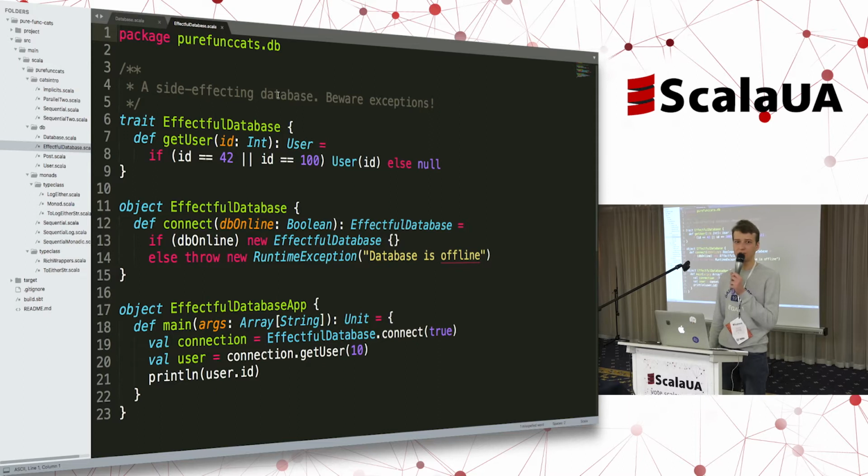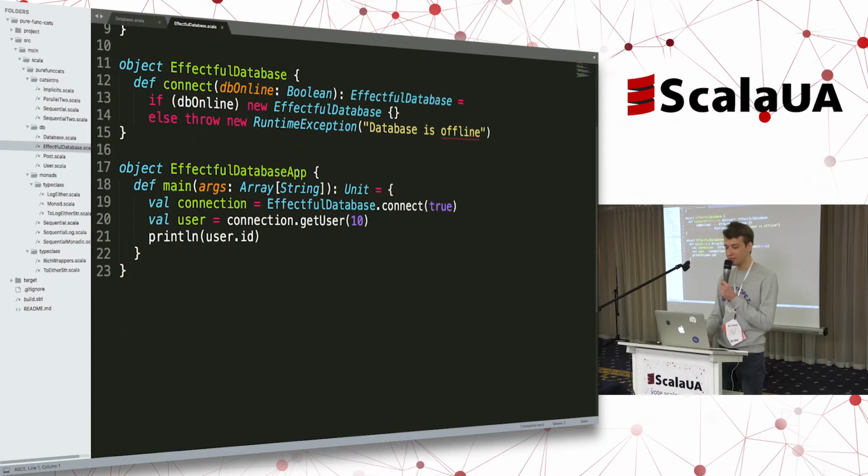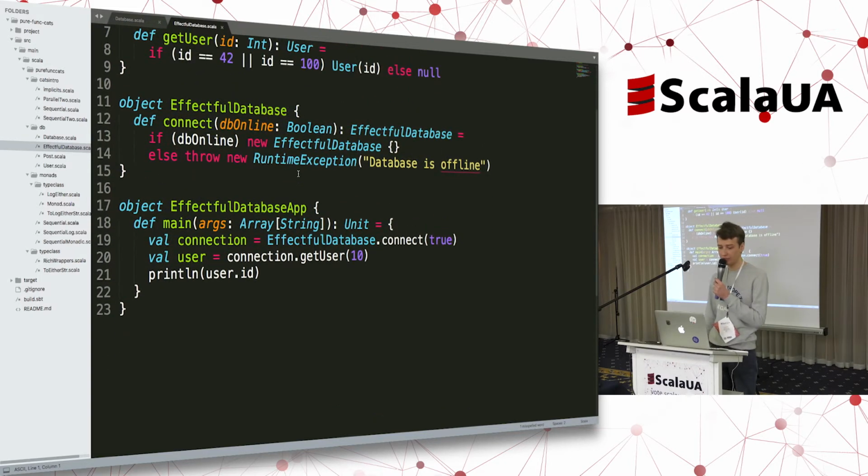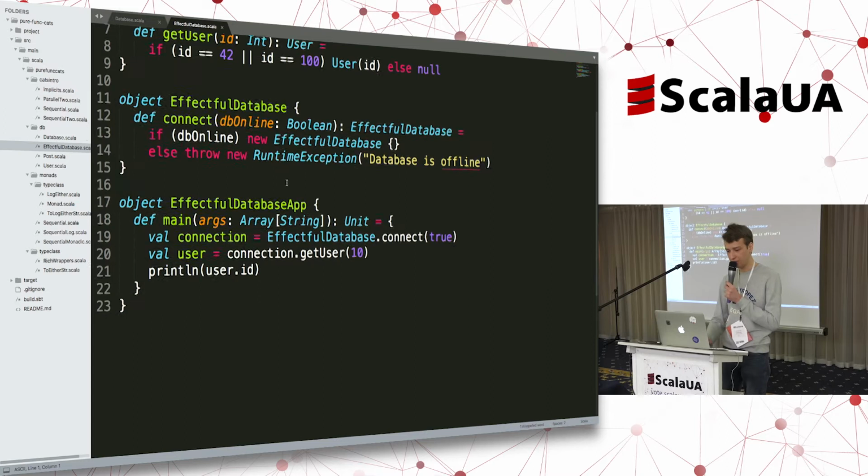And a standard solution that is used in languages like Java, for example, an imperative language, the standard solution is just to return a null pointer. So this is something that we try actively to avoid in Scala, and here is why.